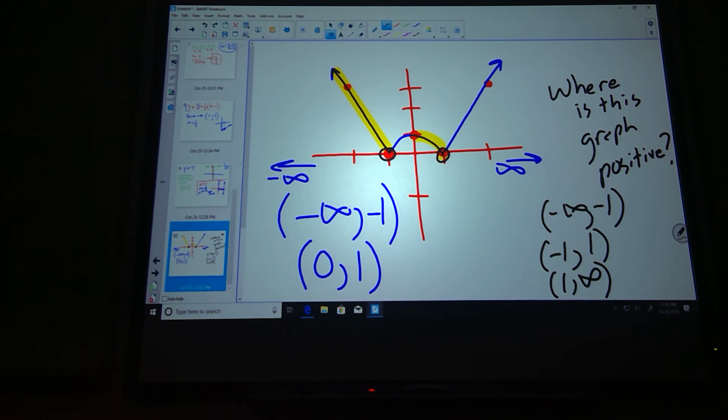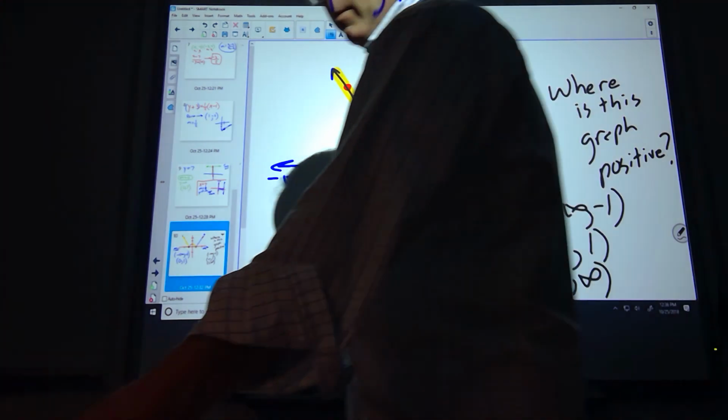Cool? Is it possible to have a whole graph that's positive? Yeah, you can have a whole graph that lives above the x-axis, totally. So now we have completed A, B, C, and D. A, B, C, and D are done.